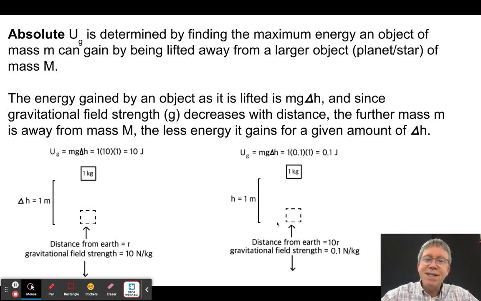But now, what if I instead started with that object being 10 Earth radii away? Well, remember that the gravitational field strength is inversely related to the square of the distance r. So since I'm 10 r away, I have 10 squared, or 100 times less gravitational field strength. So lifting at the exact same 1 meter of distance is going to acquire 1/100th the amount of energy.